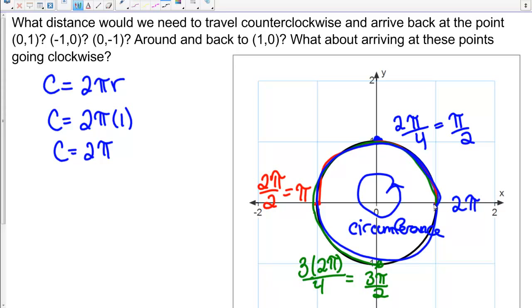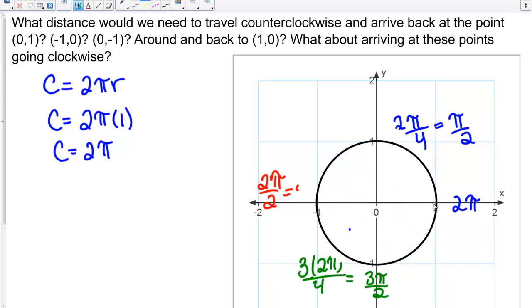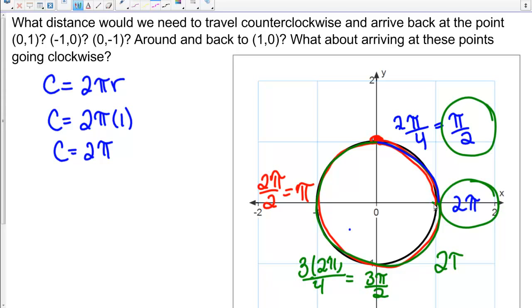Okay, and now we're going to throw one more at you. Let's say we want to travel all the way around our circle and then back to this point up here. How far have we gone? Well, the first time around, we went the circumference of our entire circle, which is 2 pi. And then we added another pi over 2. So we went 2 pi plus pi over 2.